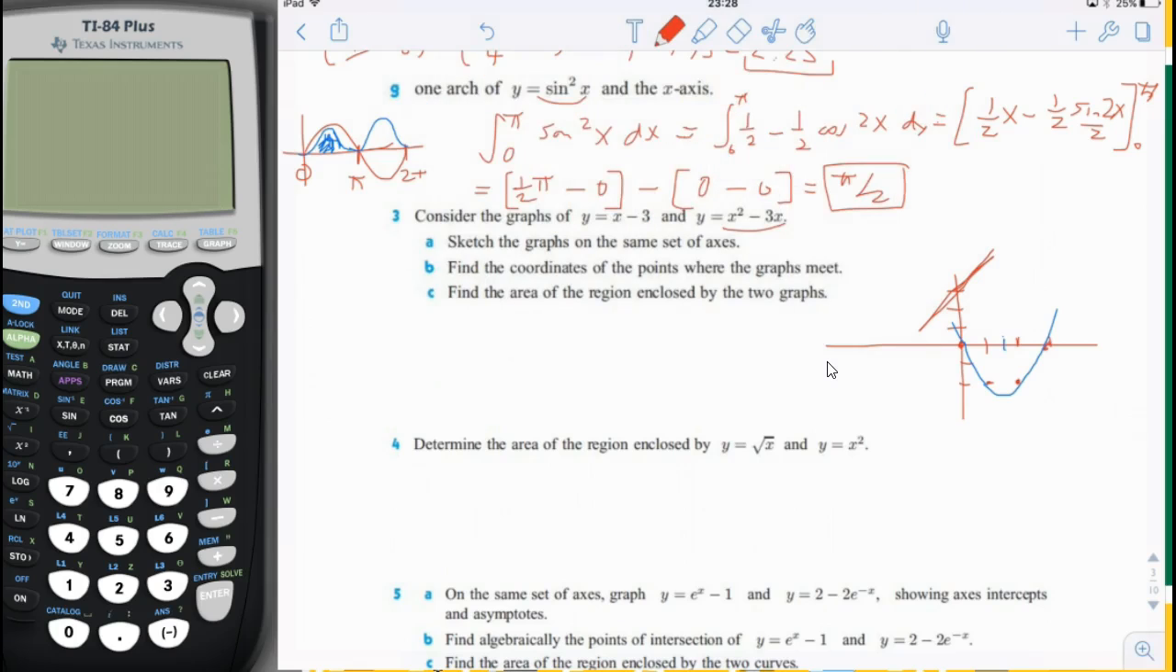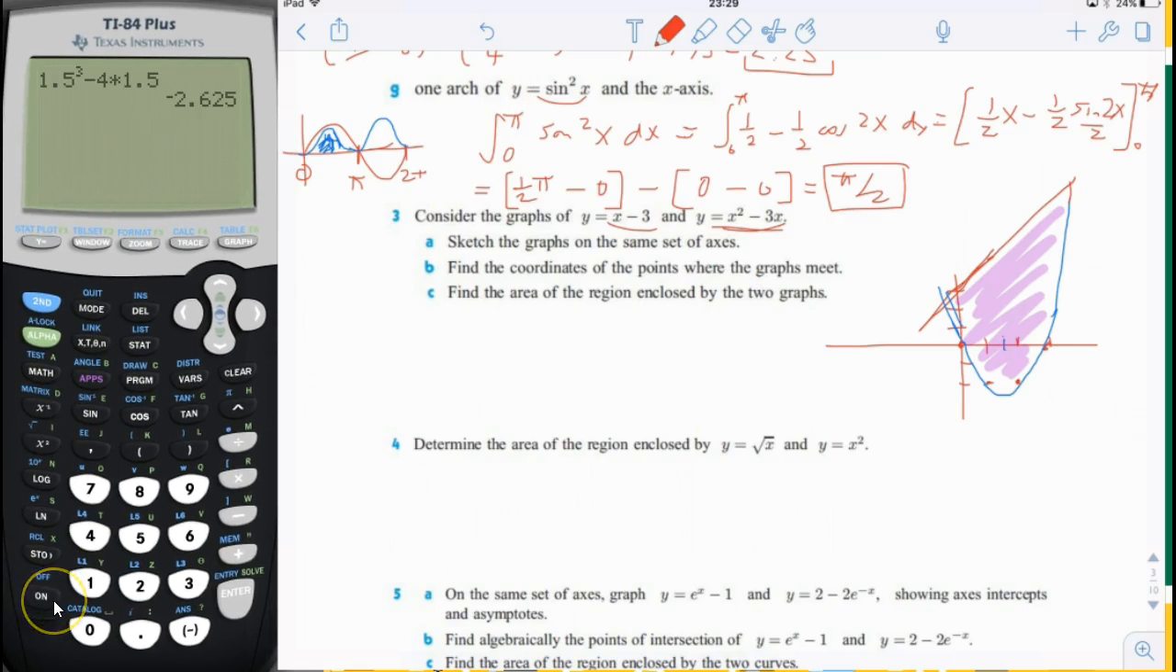Okay, so we have sketched the graphs on the same set of axes. And then it says, find the coordinates of the points where the graphs meet. Okay, that's not a trivial problem. Then we're going to find the area enclosed by the graph, so this area in here. Now, there's nothing magic about finding the intersection points between these two. You've done it many times in middle school, and I'm going to show you how to do it on the calculator because maybe you haven't done it with the calculator too much.